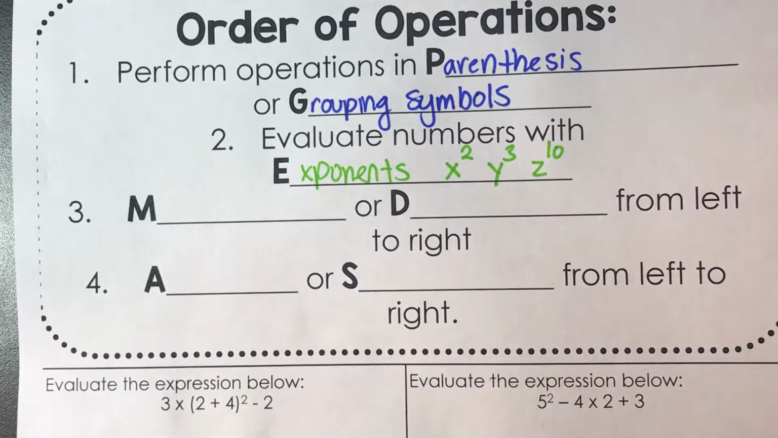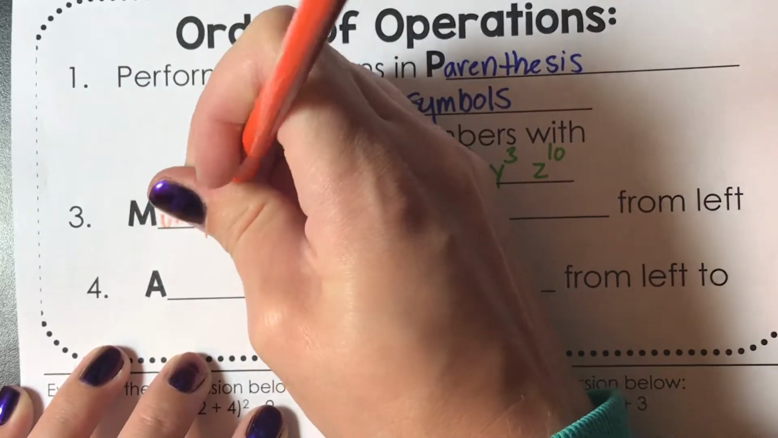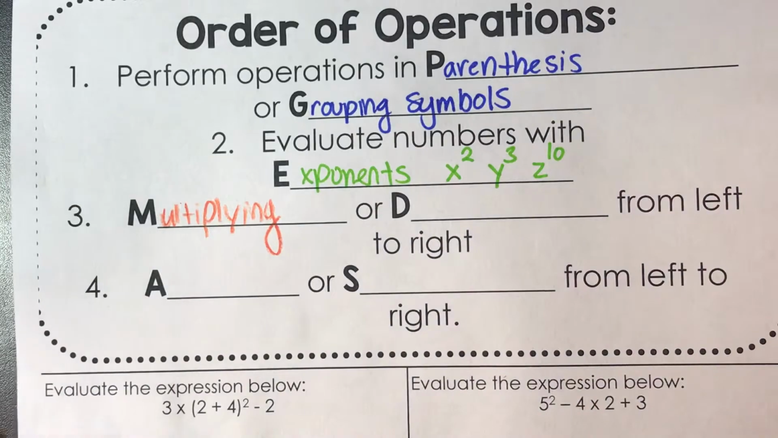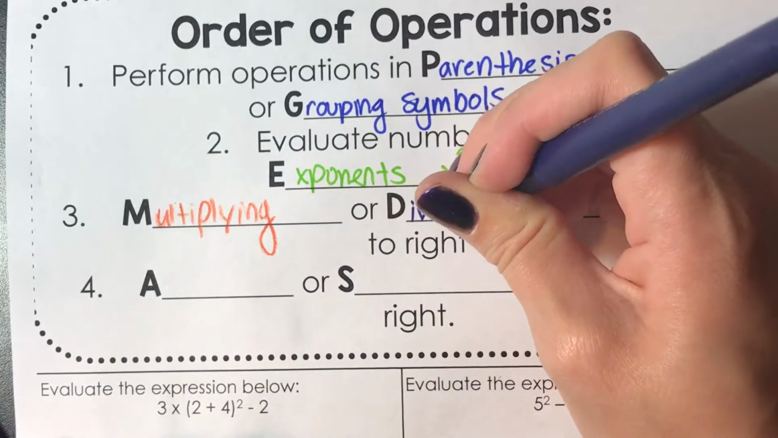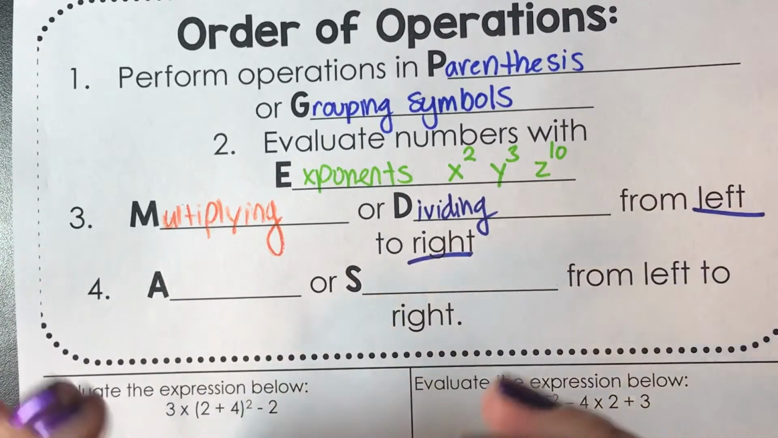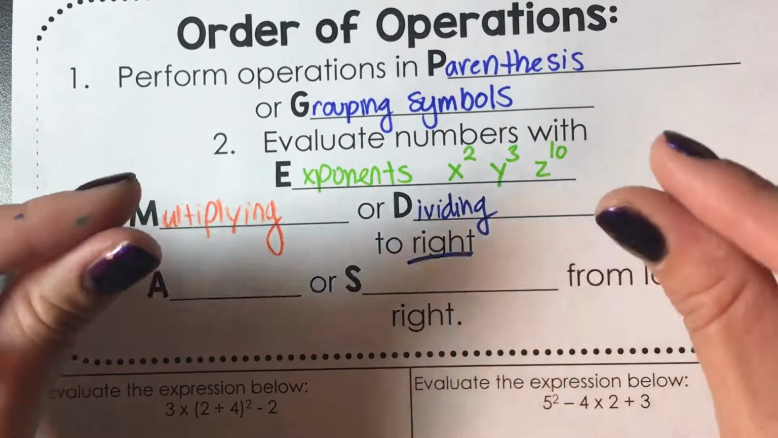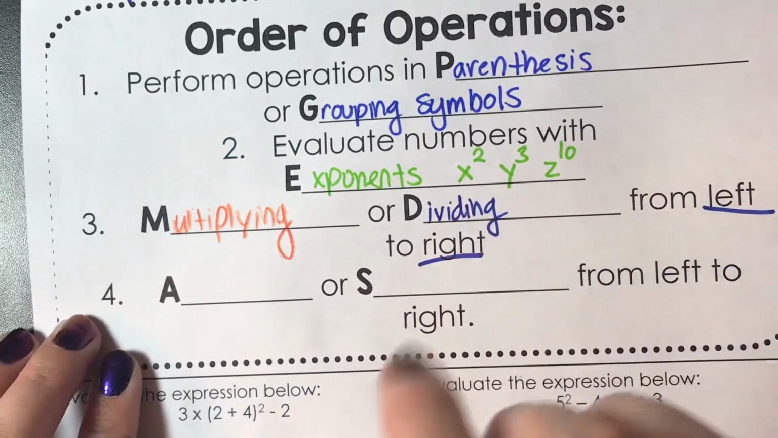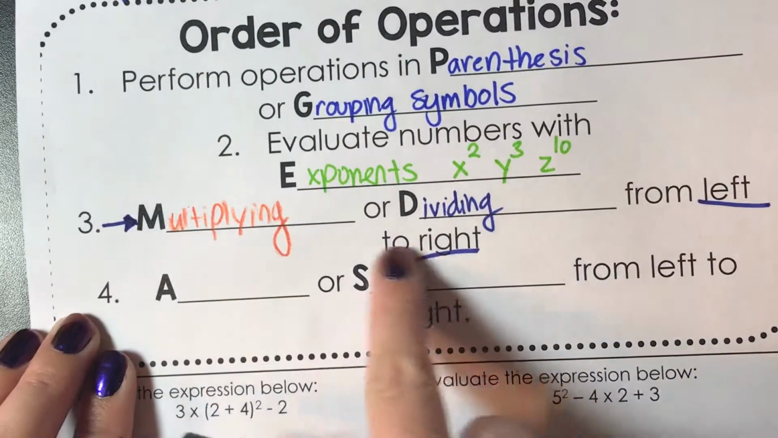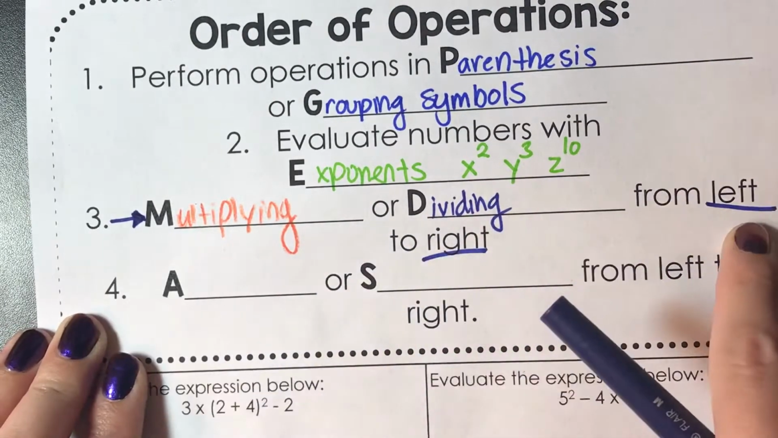M stands for multiplying, and D stands for dividing from left to right. So if I see dividing on the left side before I get to multiplication within the same expression, they're at the same level of power. That's what I want you to take away from this. Just because multiplying happens to be first in my notes does not mean I always solve multiplication before I solve division. It matters from left to right.